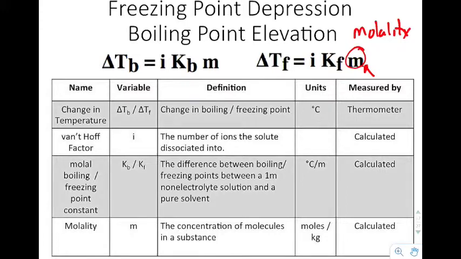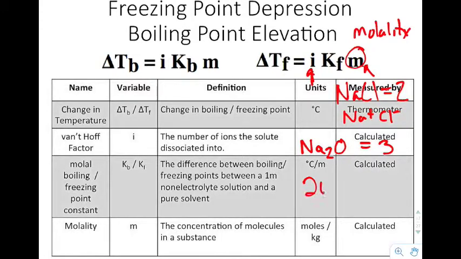Whenever you look at this, the i term is talking about the number of ions in a particular substance. Sodium chloride would have two ions: there's an Na+ and there's a Cl-. If you were to look at something like Na2O, this i factor, this van 't Hoff factor, would be 3, because you'd have two Na+ ions and one O2- ion, for a total of 3 ions. So that's what they mean by the van 't Hoff factor: how many ions there are.